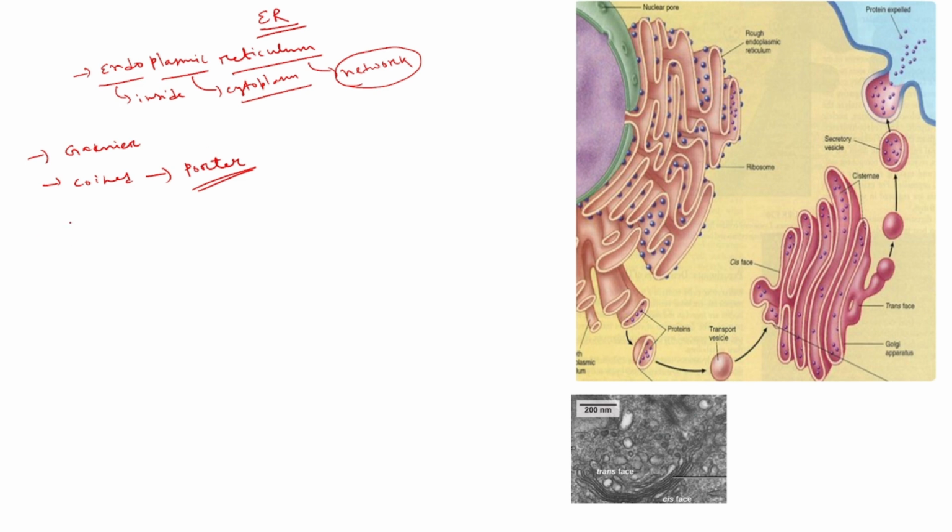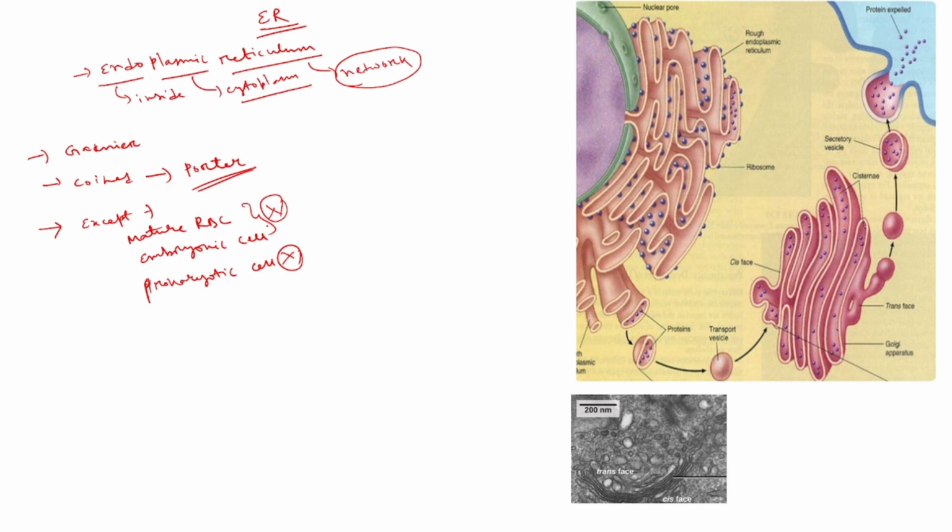So the endoplasmic reticulum is found in all cells except mature RBC, embryonic cells, and prokaryotic cells. So that means, of course, the prokaryotic cells don't have the ER, and among eukaryotic cells, the mature RBC and the embryonic cells also don't have the endoplasmic reticulum.